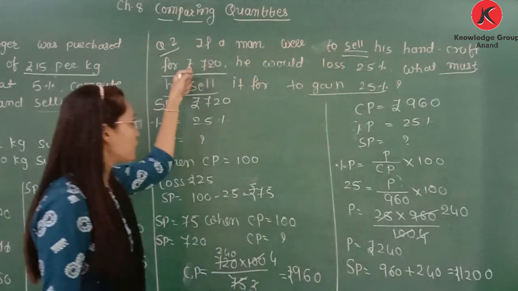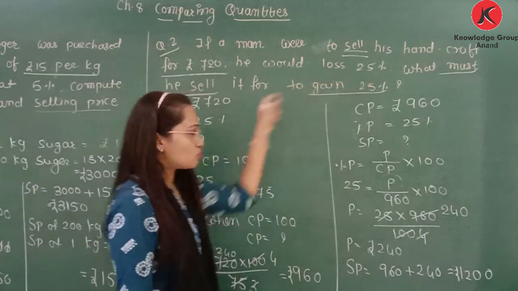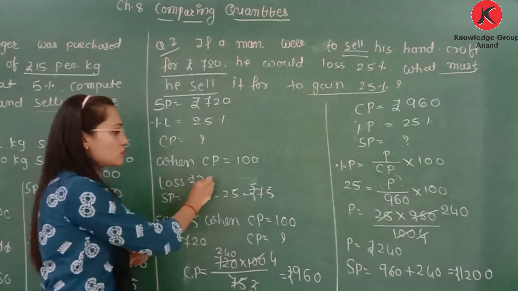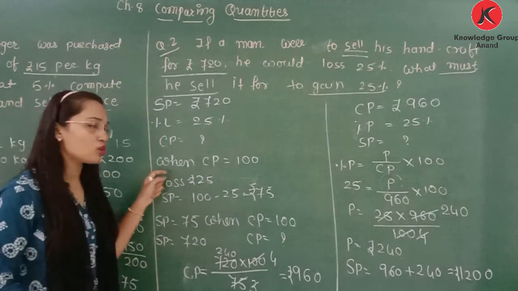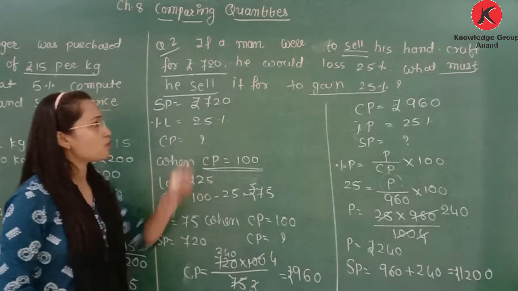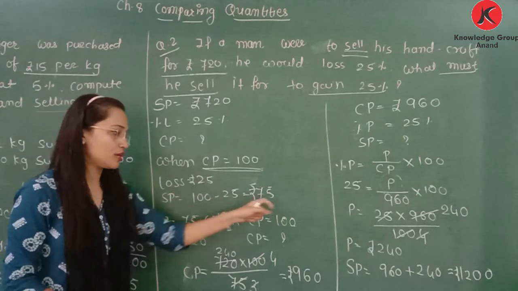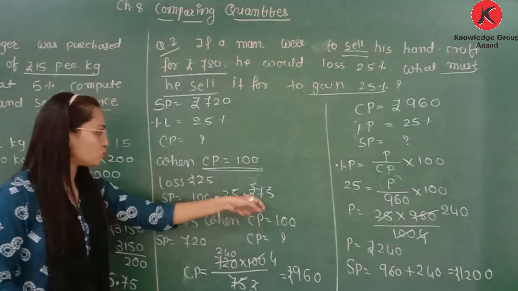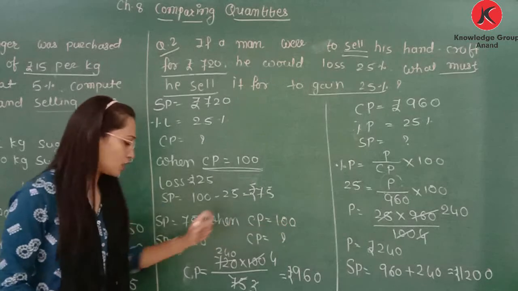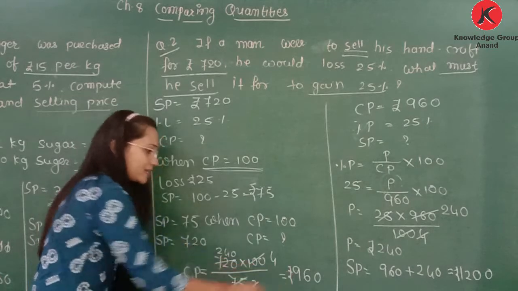Again, first we find the cost price, because in the question it is written if a man were to sell his handcraft for 720 rupees, means selling price is given as 720, loss is 25%. So we can find the cost price. How can we find the cost price? By using the cross multiplication method. To use it, you need to start with CP 100, loss whatever percentage is given, that is 25 rupees. So selling price is 100 minus 25, that is 75. Now we have two values of SP, so SP is 75 when CP is 100. SP is 720, what is the CP? Cross multiply, so we get cost price is 960.